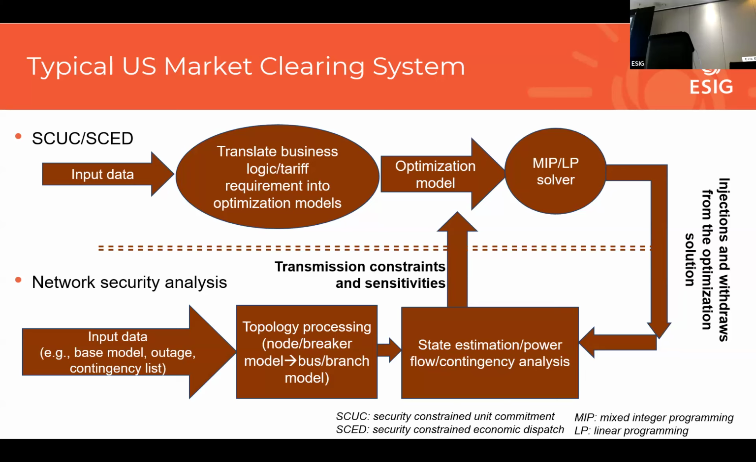These identified constraints will be added into the real-time security constrained economic dispatch. On normal days it's maybe a dozen or a couple dozen, but on a stress day it could be a couple hundred, fed into the real-time scale.